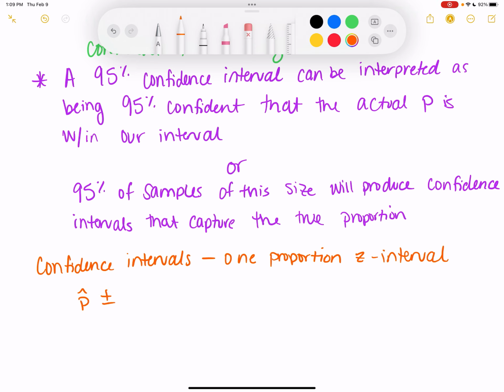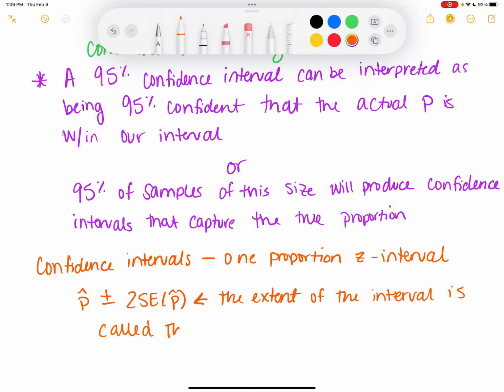All right. So, anyways, the one prop Z interval is p hat plus or minus 2 standard errors of p hat. The extent of the interval is called the margin of error, or ME.